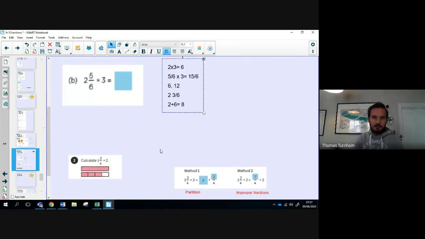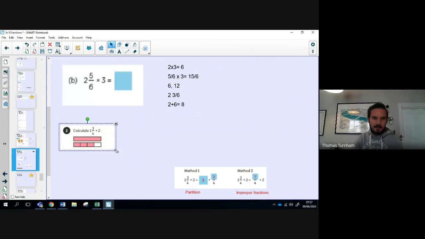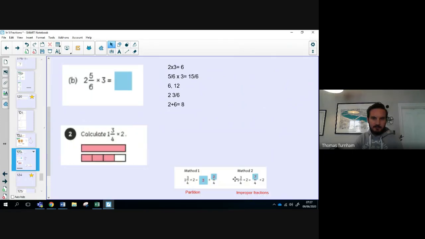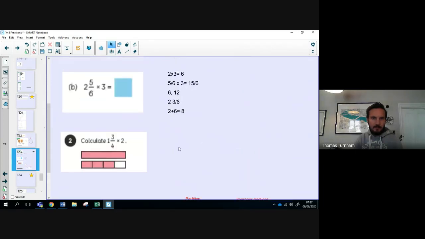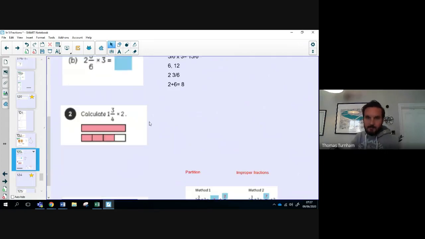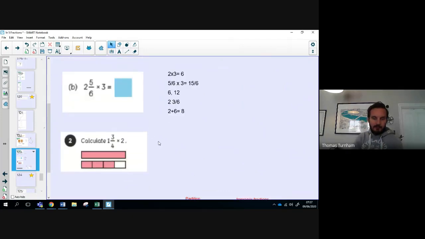Right, let's have another try at this one here for a moment. Let's just move that down for a second. Can you calculate 1 3/4 multiplied by 2? I've drawn it out for you here. 1 3/4 multiplied by 2. Right. Brilliant. Hopefully you've done that.